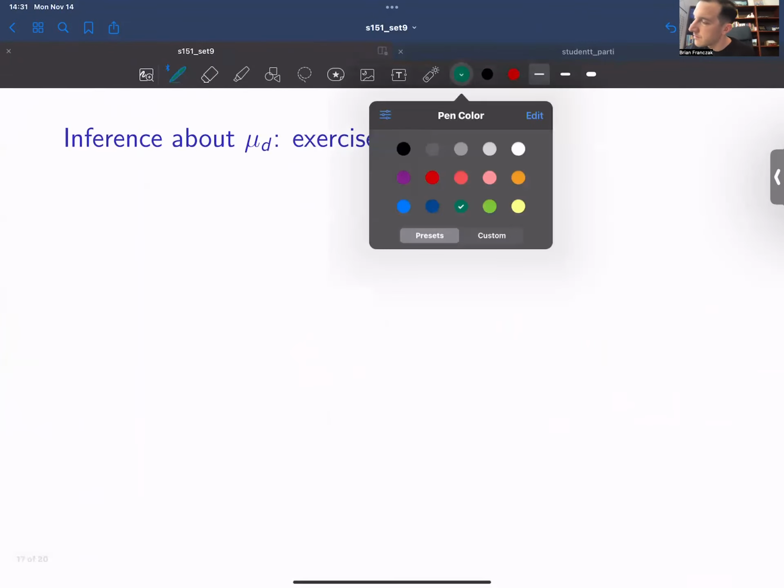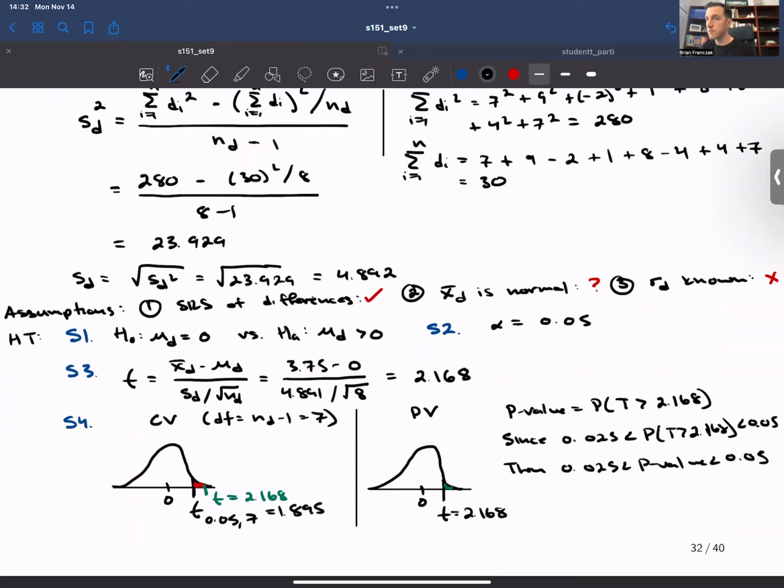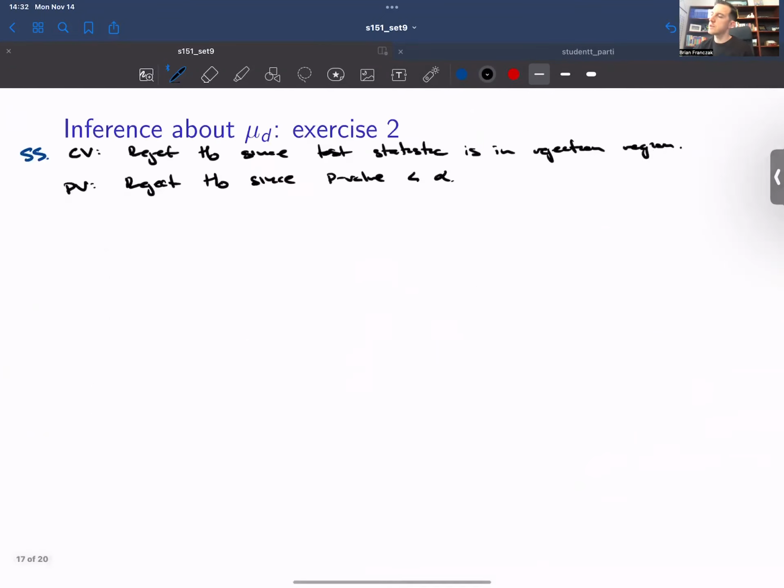Okay, so then on step 5, we have to make our decision, right? So if we have a critical value, we would say reject H0 since the test statistic is in the rejection region. And if we use the p-value, we would say reject H0 since the p-value is less than alpha. So in this case, going back, alpha is 0.05. Our p-value is smaller than 0.05 based off of the statement that we found in step 4. So therefore, the p-value is smaller than alpha because it's smaller than 0.05. So we can reject H0 based off either approach, which we know is correct because the approaches will always agree.